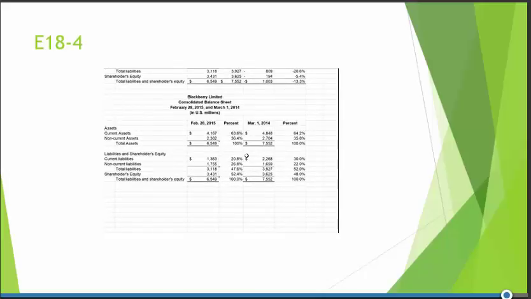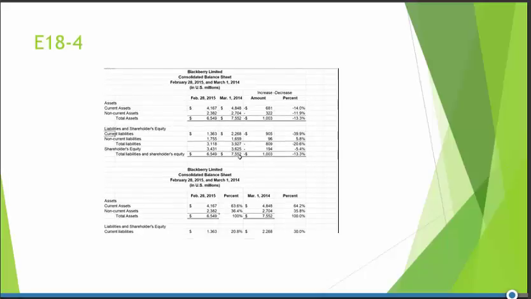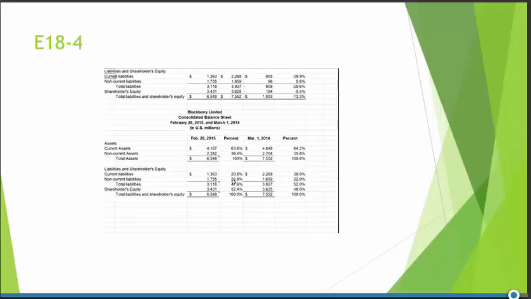So we just look at this as an analysis tool to highlight areas of interest, right? We can see a big change here in current liabilities, which we may not have seen just looking at the numbers. And again, when we do it as percentages, we can see, oh, they now have less debt as a percentage of their total.